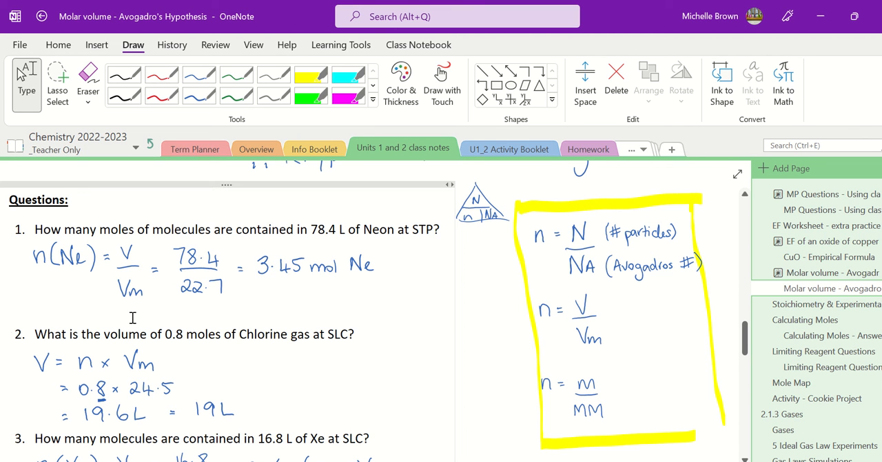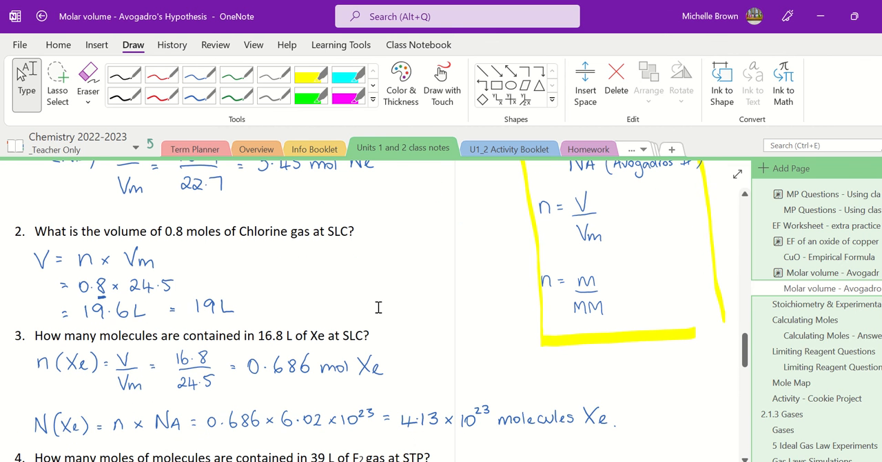So question 1, how many moles of molecules are contained? Don't be confused by that. The question is still asking for how many moles there are. So you're still using the moles equals volume over molar volume. Don't forget your significant figures. The answer is 3.45 moles of neon.